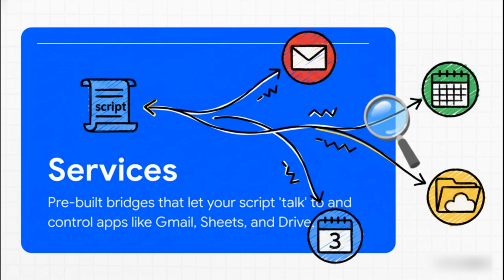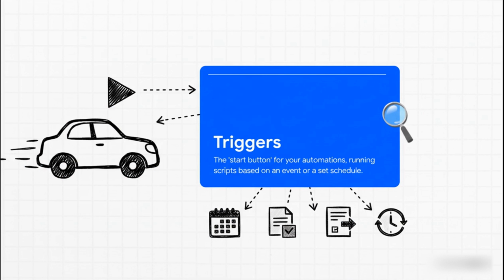So how does it do that? Well, it uses these things called services. Just think of them as pre-built bridges that let your script talk to and control other apps like Gmail, Sheets, Calendar, Drive, you name it. Okay, so if services are the bridges, what makes everything go? Well, that would be triggers.